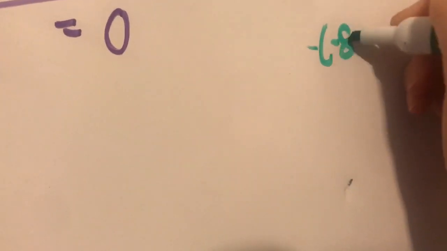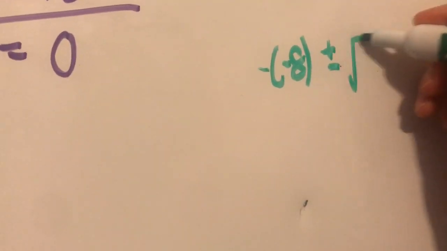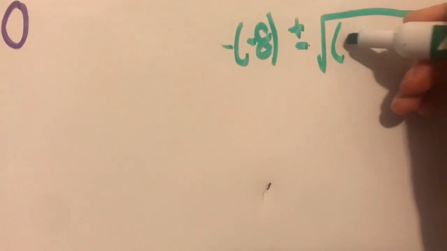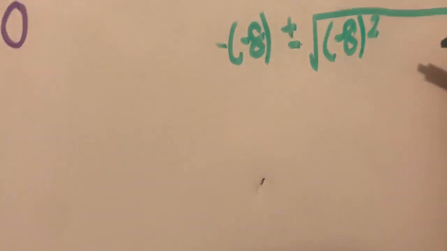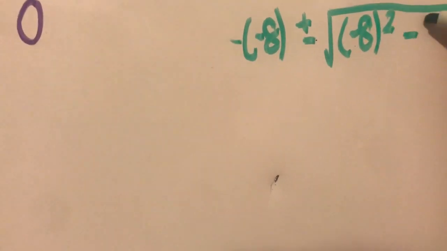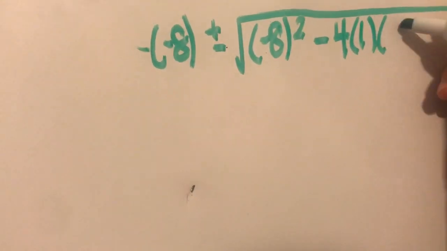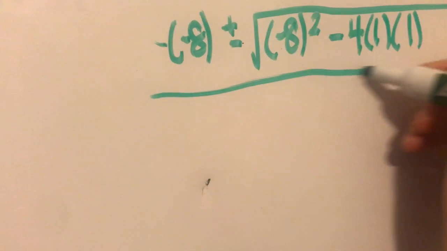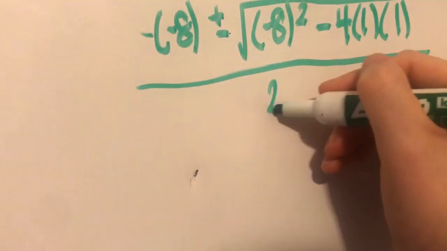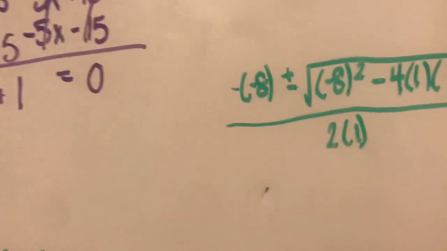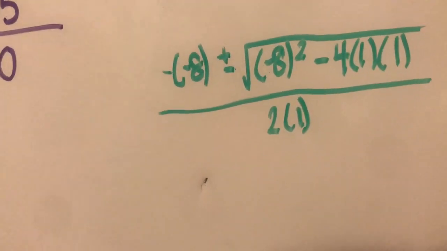So I'm going to go ahead and write this negative 8, because that's what my B value is. Plus or minus, that's staying there. There's nothing I can do. Square root, nothing I can do. So B squared, I'm replacing B with negative 8. Then I'm going to have this minus 4. And then my a value we said 1, and c we said was 1. And I'm dividing that whole thing by 2 times 1. So that's my quadratic formula here with everything substituted.